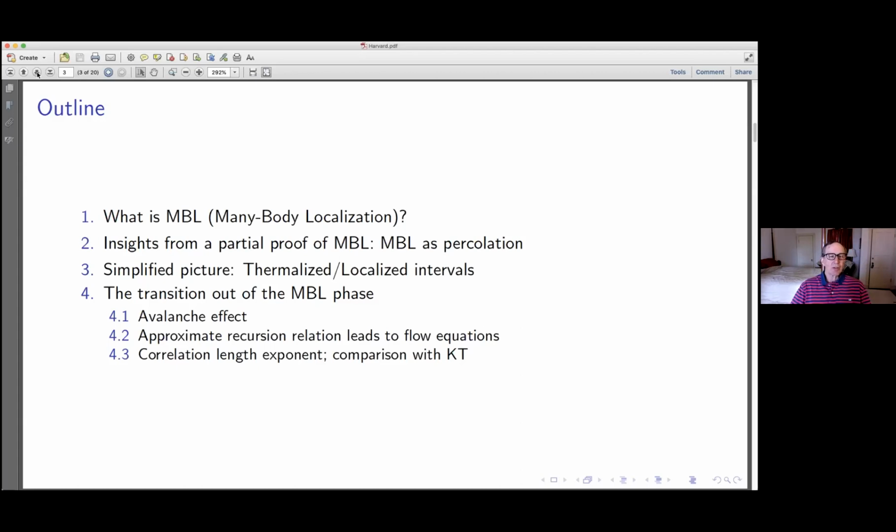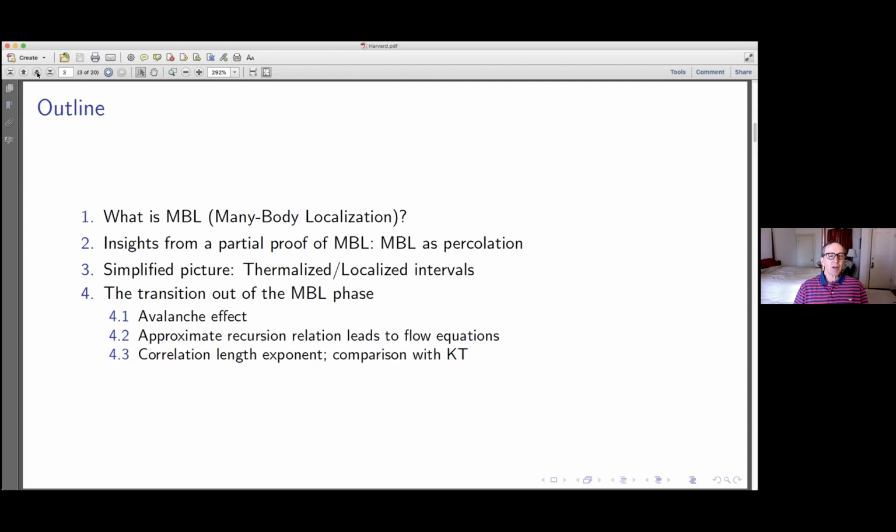To begin with, I don't want to assume that everyone knows what MBL or many-body localization is, so I'm going to devote, I don't know, 15 minutes or so to an outline of some of the main features of MBL. And then I'm going to proceed to mention some of the insights from my partial proof of MBL from 2016, primarily focused on the notion of percolation of resonant regions. And to the extent that that informs the picture for the transition, it's very useful to review that.